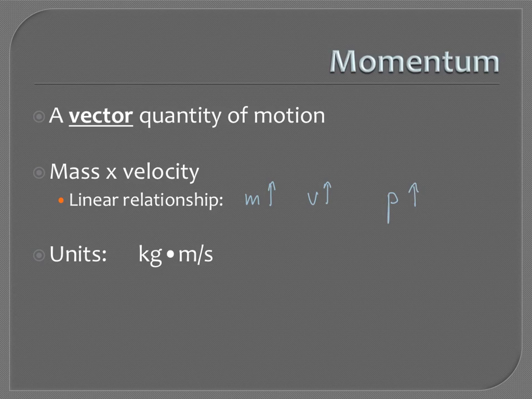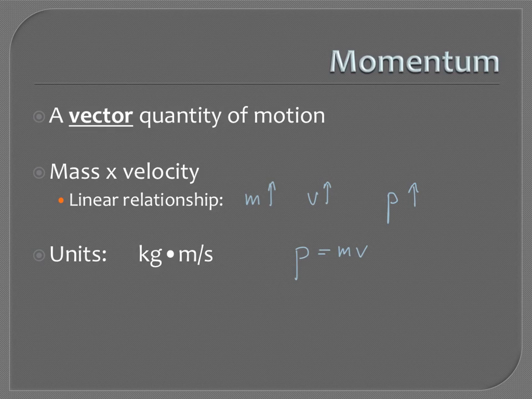Now, the variable for momentum is lowercase p. So our equation here is lowercase p for momentum is equal to m times v. And the units for momentum are kilograms times meters per second, or kilograms meters per second.